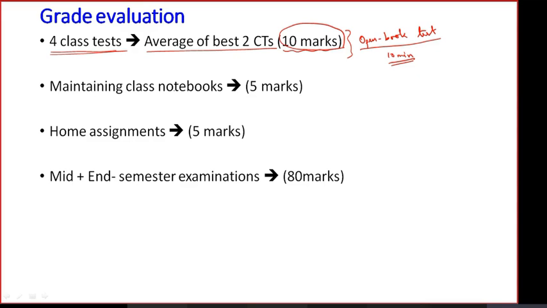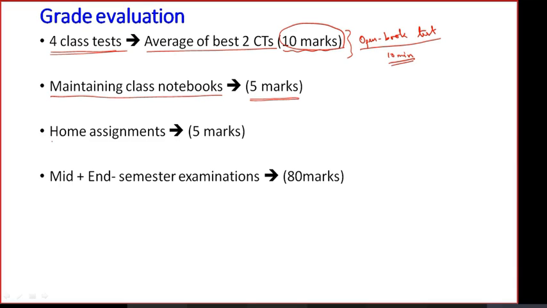Then, whatever I will be teaching every day, you have to maintain the class notebooks, and at regular intervals we would be asking for the notebooks. You have to scan them and send them to the email ID, and that would constitute your 5 marks.